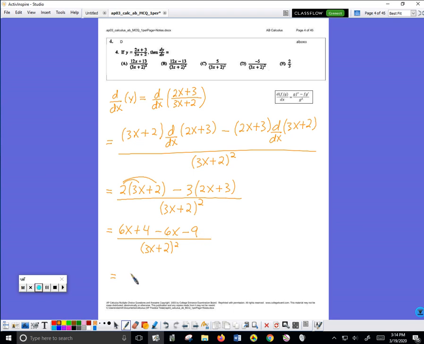So now I have negative 5. Because this 6x adds with the negative 6x to make 0. Positive 4 adds with negative 9 to give me negative 5. That's the easiest way to view when you have four terms adding. Just think of them as all adding with the signs as indicated. So the correct answer is now D.